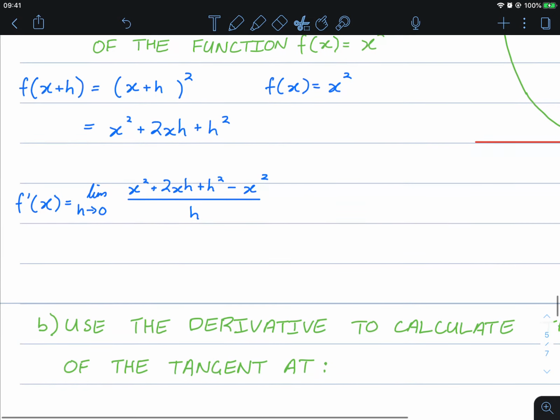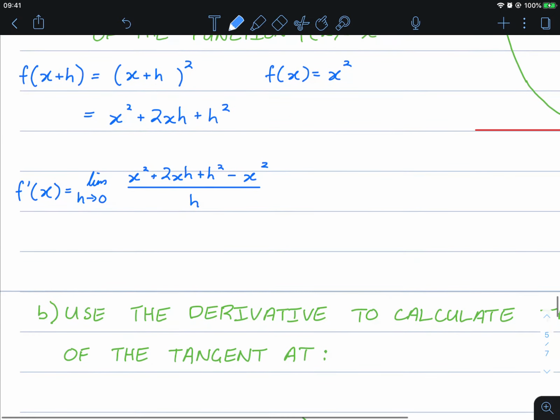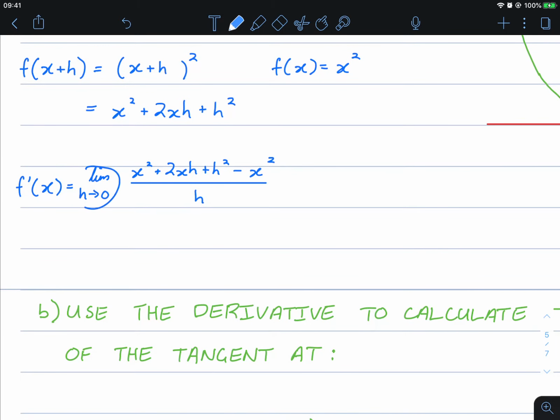And now we need to apply the idea of a limit. Before we actually substitute h equals 0, we need to factorize and collect any like terms. So take a look. X squared minus x squared, that cancels. This leaves us with the limit as h approaches 0 of the remaining expressions, 2xh plus h squared, over h.